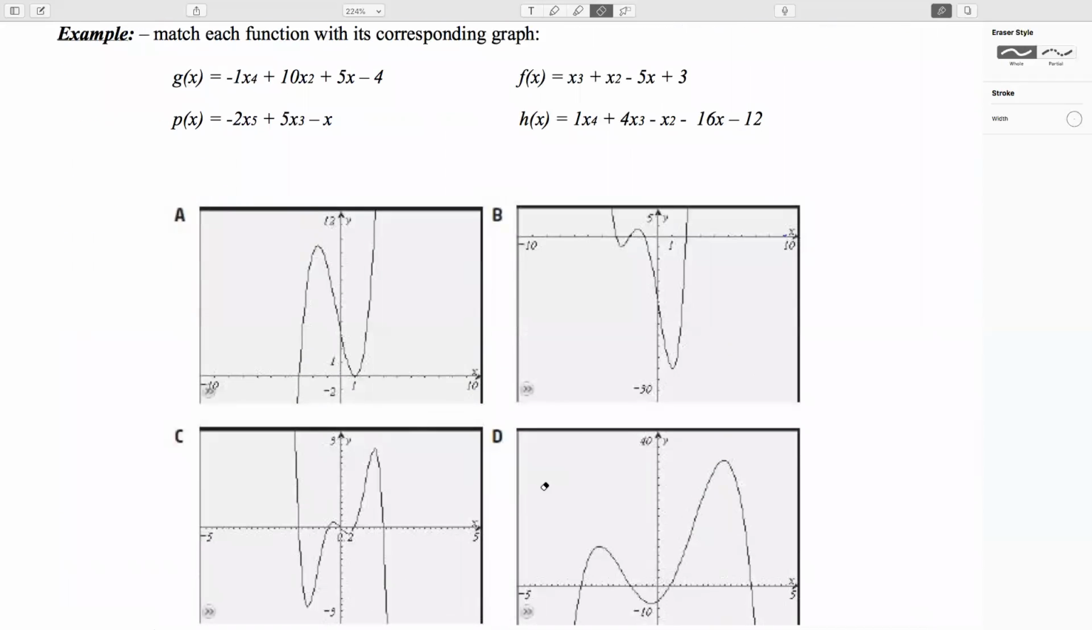So let's put this to the test. We've got 4 functions and 4 pictures, and we need to figure out which picture matches which function.